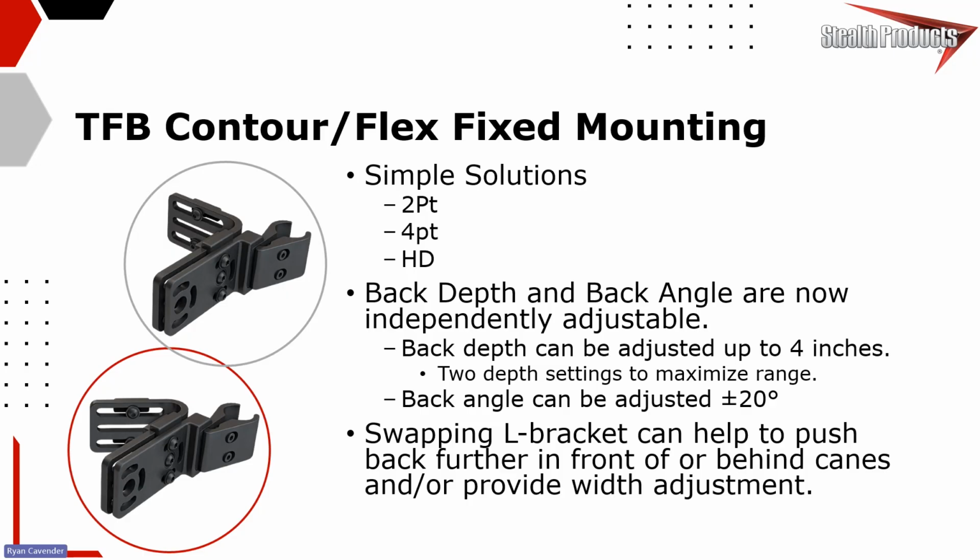For our TFB Contour and Flex series, though, we have our Simple Solutions hardware family. So starting here on the fixed options, we have hardware that's available in a 2 or 4 point as well as HD. So 2 point is simply two of either of these that you see here. 4 point includes a J&L for the lower half. And HD would be 4 pieces of what you see here. So seat to back hinge would be separate if you wanted it on contour.